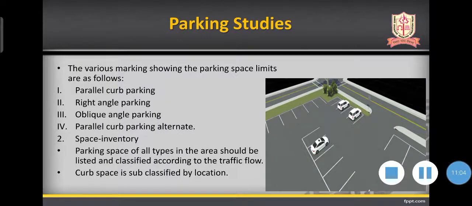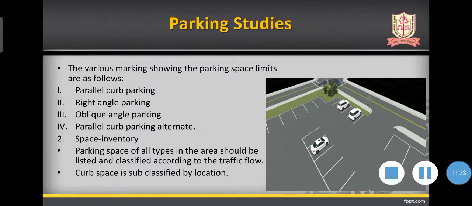Then the various markings showing the parking space limits. The markings we can provide for the vehicles are parallel curb marking, right angle parking, oblique marking, and parallel curb parking alternative. As you can see in the diagram, there are also parallel, right angle and oblique markings. So these are all the markings which we can provide for our vehicles to park.